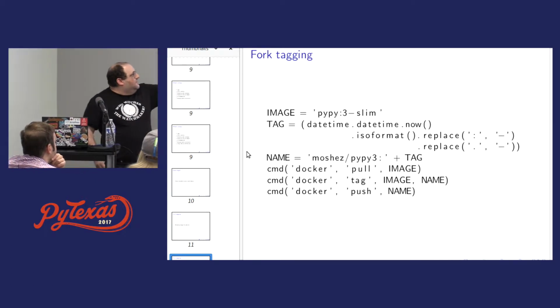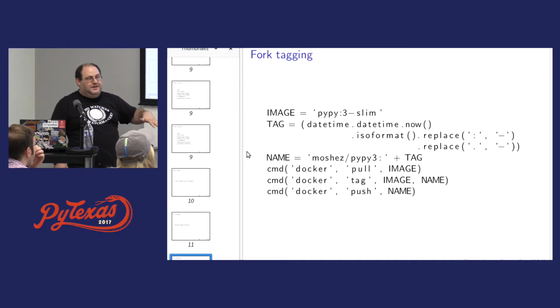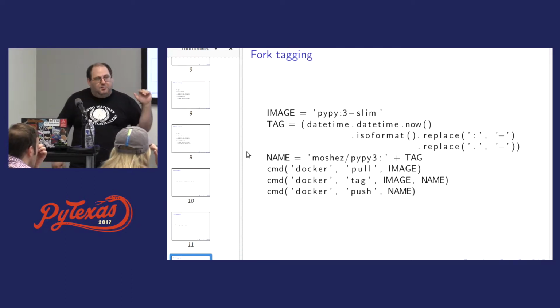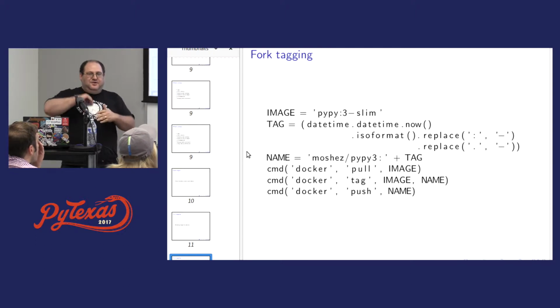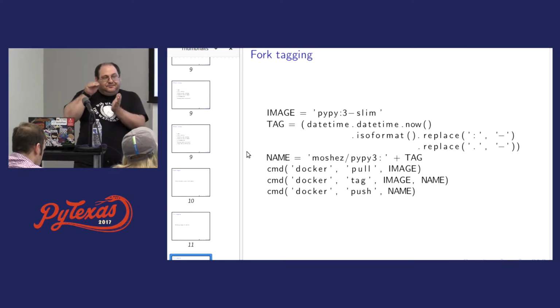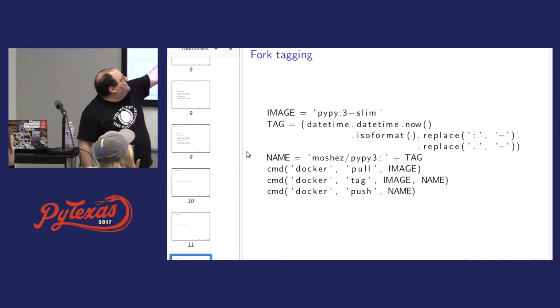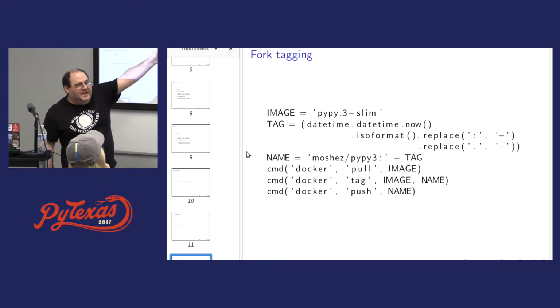So the pull will actually take some time. The push will be almost instantaneous. It can be a 100 megabyte image, and the push will still be almost instantaneous, because it just says, oh, I already know all these hashes. Don't need to upload them again. Floop. All it does is make a new pointer with the name Moshe/PyPy3 and the datetime.